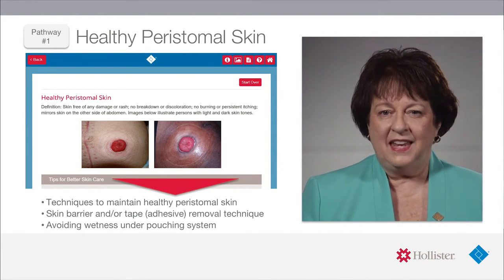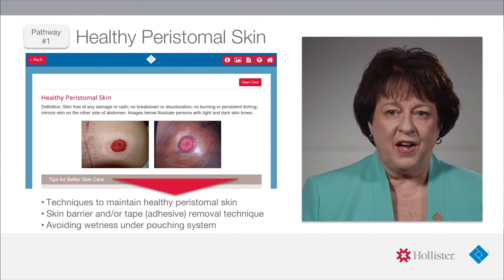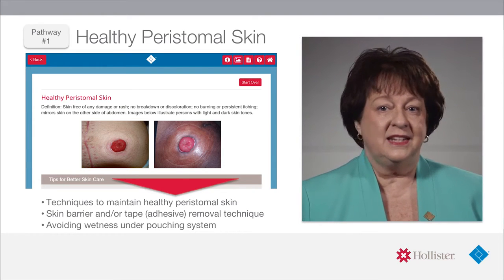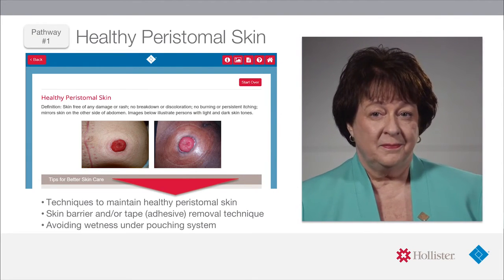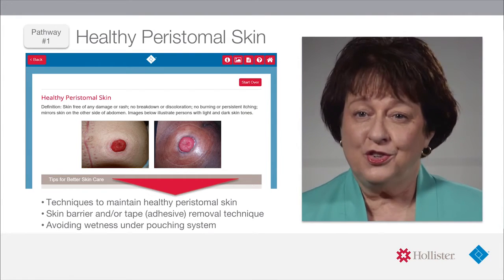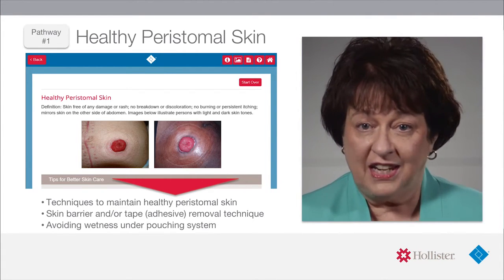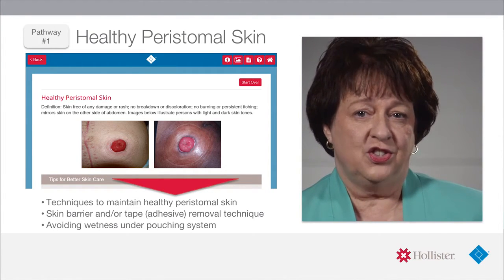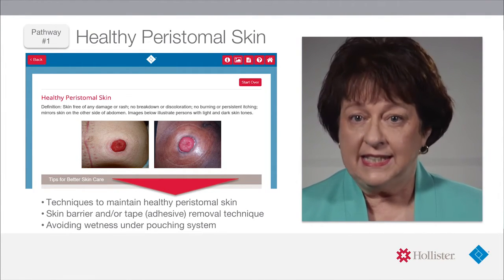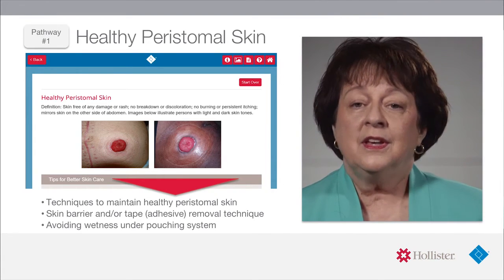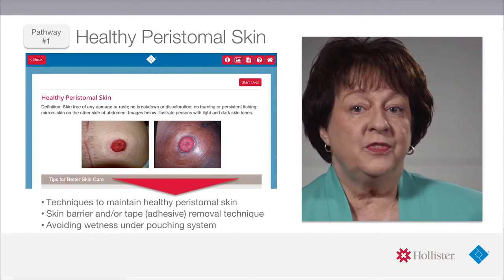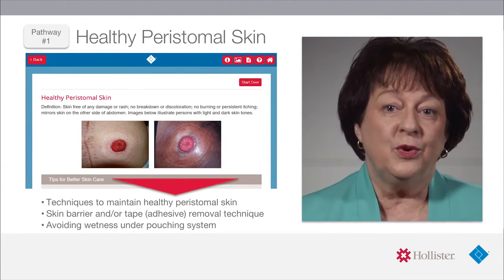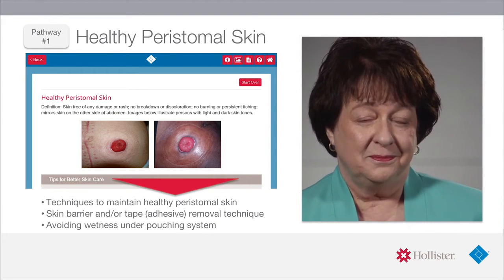To help us maintain that healthy skin, the guide also provides several tips for better skin care, including techniques to maintain healthy peristomal skin. Some of these are how to measure your stoma size to ensure it has not changed, and assessing the adhesive side of the skin barrier at every pouch change for signs that stoma output is leaking under the barrier. Additional tips come in form of images, videos, or links to downloads that can further assist you with your self-assessment and care.